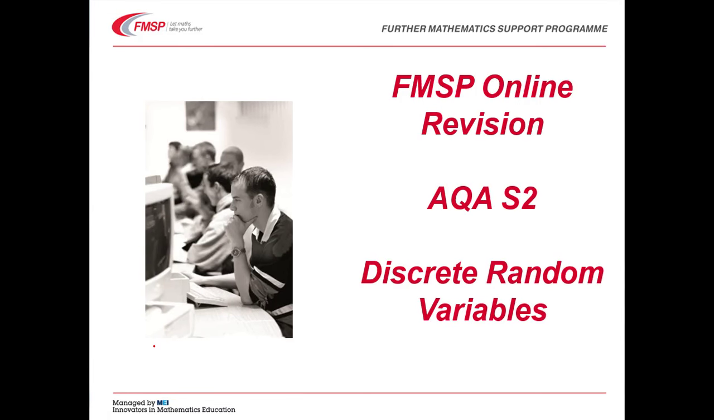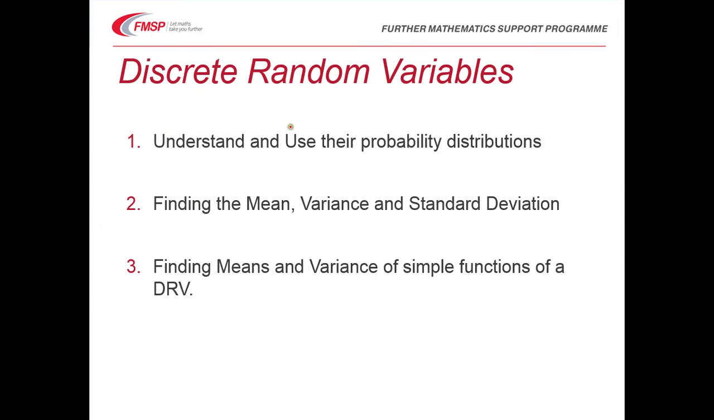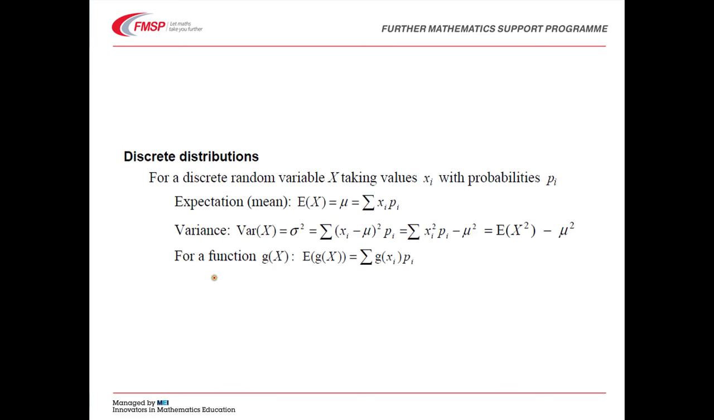So welcome to the FMSP online revision session for AQA Statistics S2, and in this session we're going to be looking at the concept of discrete random variables. So clearly we need to know what these are, we need to understand them, and we need to use their probability distributions. We need to be able to find the mean, variance and standard deviation from discrete random variable probability distributions, and we also need to be able to find the mean and variance of simple functions, usually linear, reciprocal, squared, but generally simple functions of discrete random variables as well.